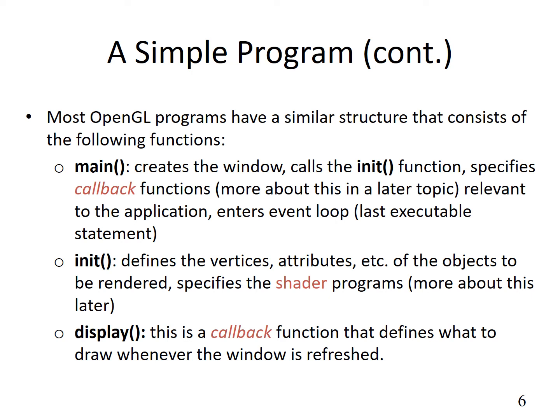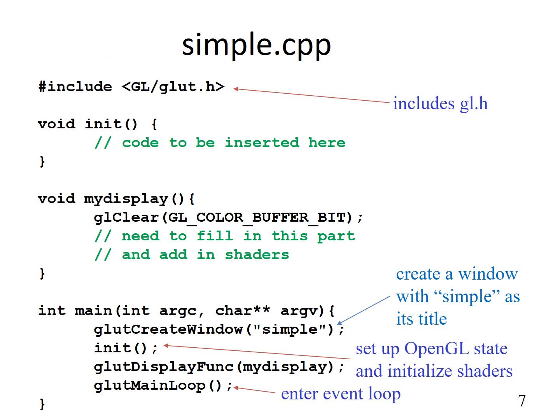It specifies the shader programs about which we'll read later. And then finally is the display function. This is the callback function that defines what to draw whenever the window is refreshed. Let's look at a very simple version of simple.cpp. This is not the full program, but just shows the structure.